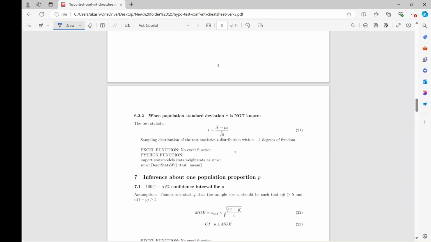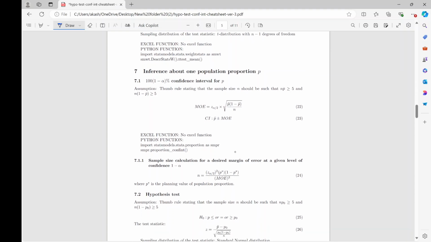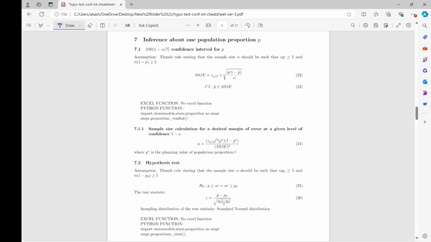For the population proportion, it will always be z. There is no t in this case, and it will be p bar into 1 minus p bar by n, where p bar is whatever we got from the sample. This is the basic formula, and you don't need to remember it. Just substitute the values here. If you need to calculate n, then calculate n. Hypothesis testing is always the same: it's p bar minus p0, where p bar is your sample's p bar and p0 is your hypothesized value.